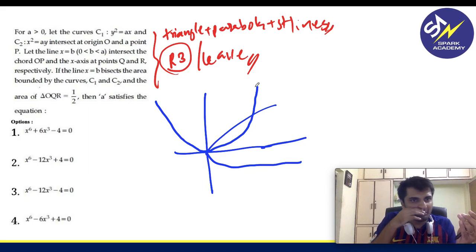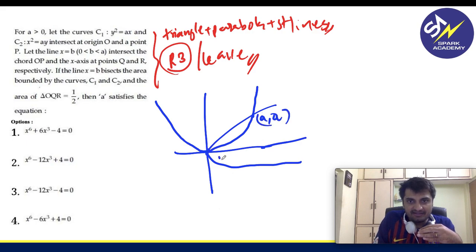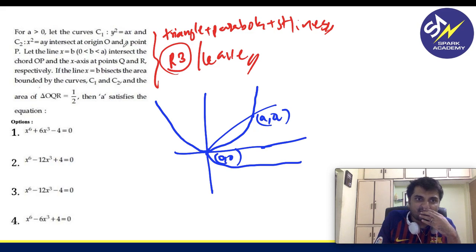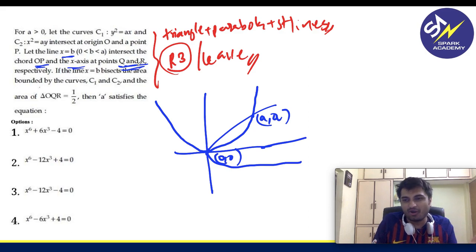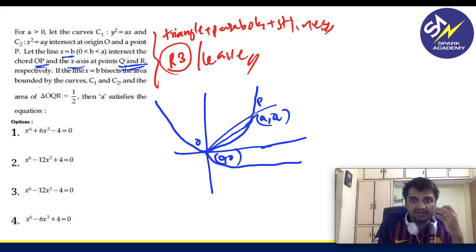2 parabolas are given. Obviously, you know the points where they meet. They meet at (a, a). They also meet at (0, 0), correct? Then they said that they intersect at the origin and a point P. Now a line x equal to b intersects the chord OP and the x-axis at the points Q and R. So there is a chord OP basically, O and point P. So this is that chord, guys.